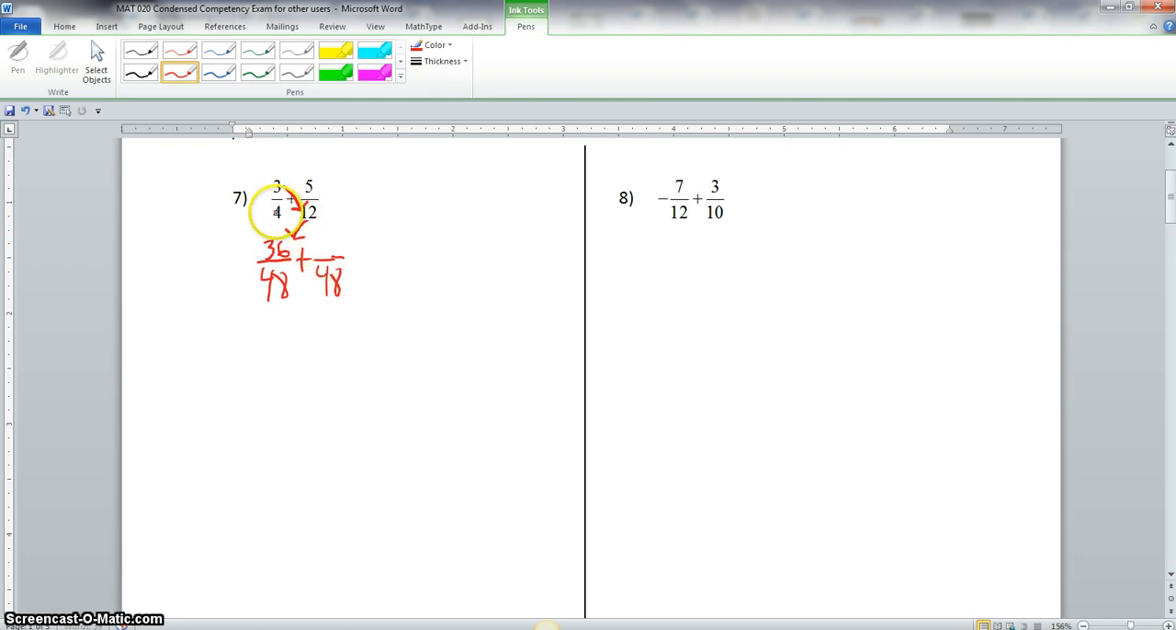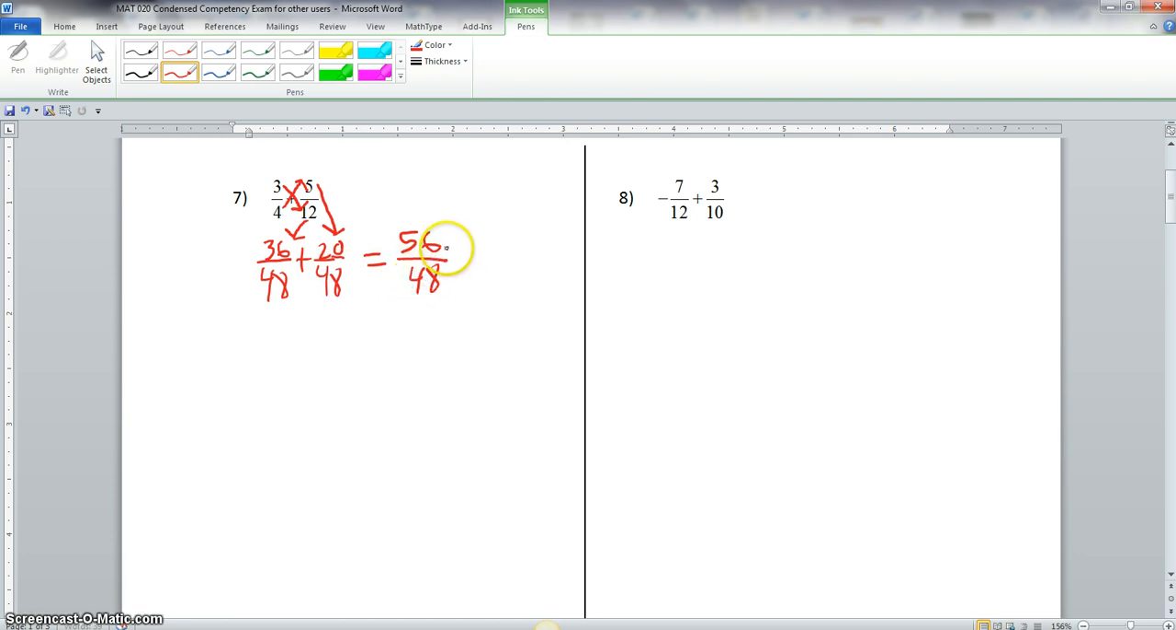Now we go for the second fraction. We take the denominator of the first fraction times the numerator of the second fraction, and that gives us our second numerator. 4 times 5 is 20. Now we add them together. 36 plus 20 is 56, and we carry over our 48.